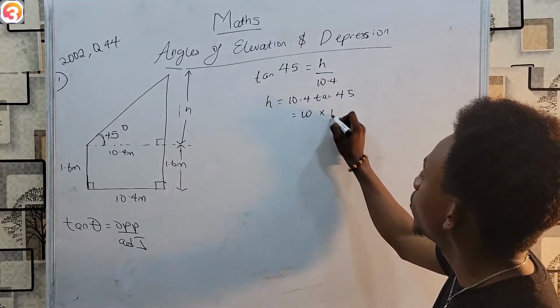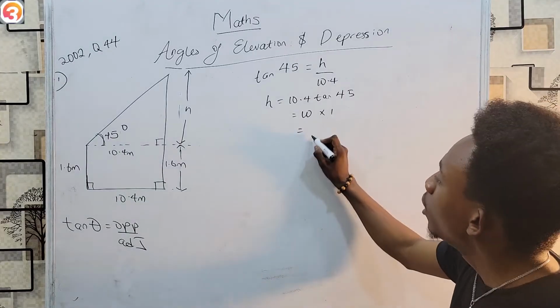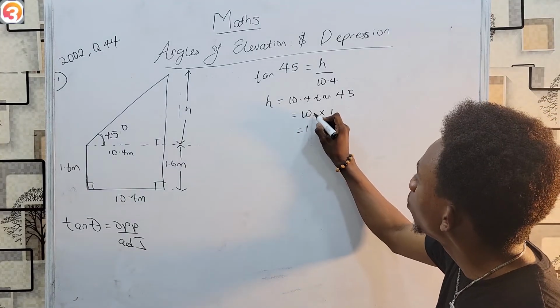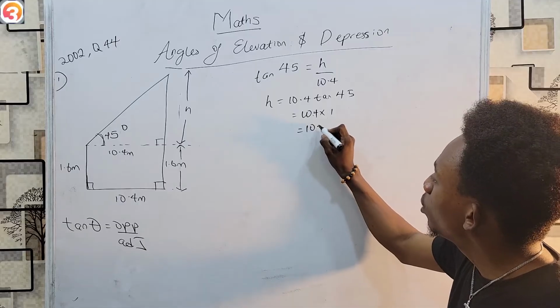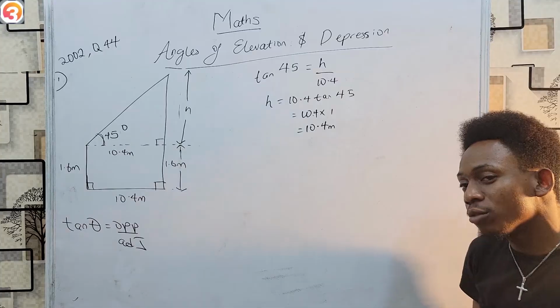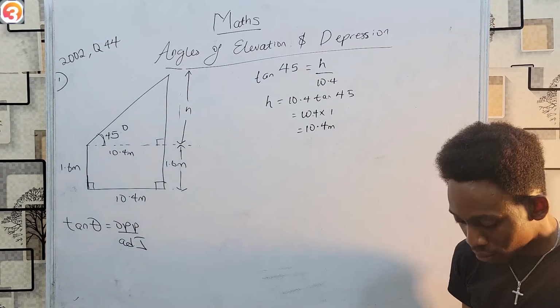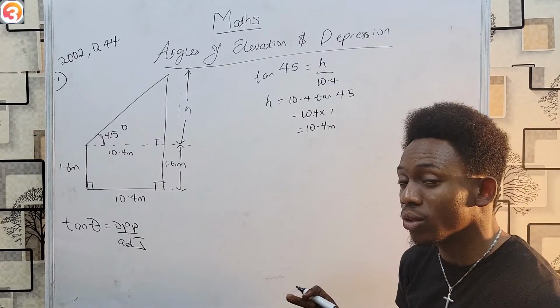And what is tan 45? Tan 45 is 1. It's a special angle, we should know that. So 10 times 1. Oh, that is 10.4, sorry. So 10.4 times 1 is 10.4 meters. But again, recall that that is not the height of the tree. This way you could easily make a mistake. That is even in my options, but that's not the answer.